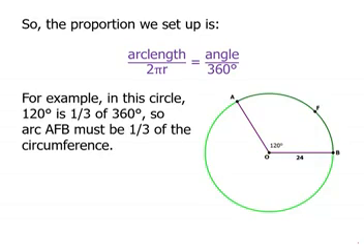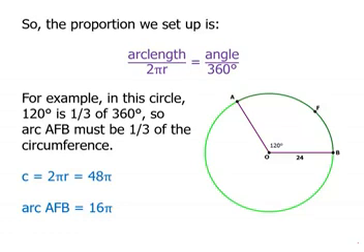So for example, in this circle, 120 degrees is a third of 360. So arc AFB must be a third of the whole circumference. So the whole circumference, 2 pi r, is 48 pi. Well, a third of that would be 16 pi.